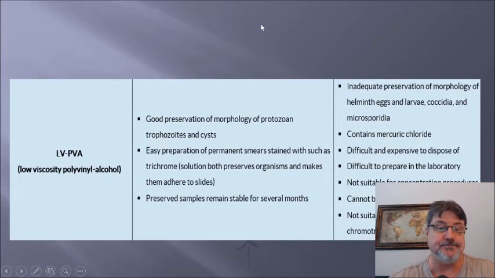The PVA gives good preservation of morphology for protozoan trophozoites. It's good for permanent mounts like the trichrome stain or the iron hematoxylin stain. Some of its disadvantages: inadequate preservation of morphology of helminth eggs, etc. It does contain a mercury compound, which makes it hard to dispose of and expensive to dispose. And it can't really be used for various stains like acid-fast and others.